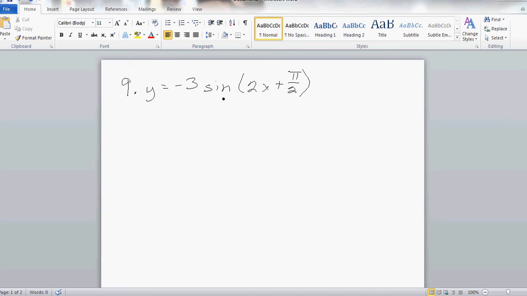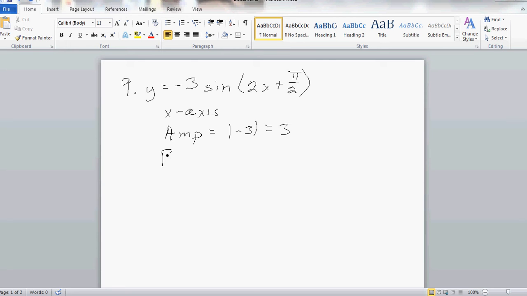Sine means I start at 0, 0. I'm going to have some sort of a period change, and I'm also going to have some sort of a phase shift. So I know x-axis, the amplitude is the absolute value of -3 or 3.